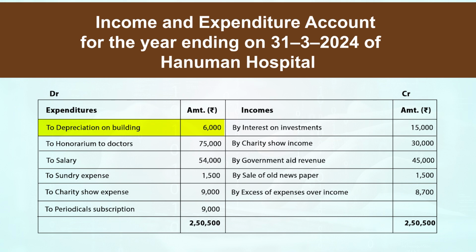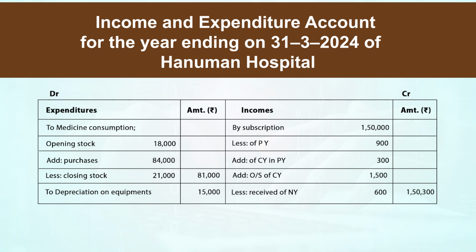Depreciation on building 6,000. Honorarium to doctors 75,000. Salary 54,000. Sundry expense 1,500. Charity show expense 9,000. And periodical subscriptions are 9,000. And the total of it is 2,50,500. Now come to the income side.